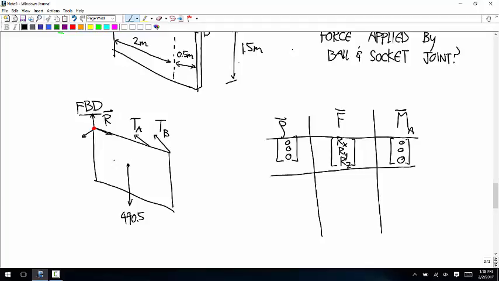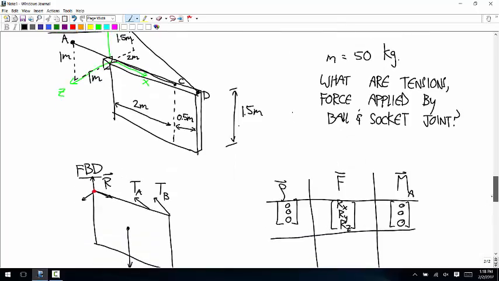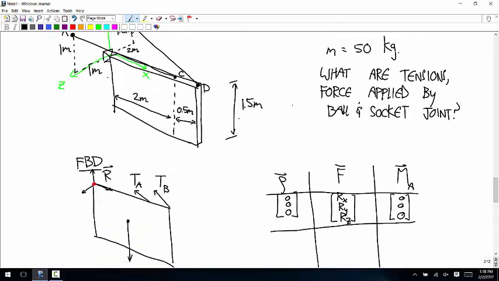Next is the weight force. So what's the vector to get from the origin to the center of that rectangle? How far do we have to go in the x direction? Exactly. The whole thing is 2.5 meters long. So to get to the middle is 1.25 meters, in the positive x direction.